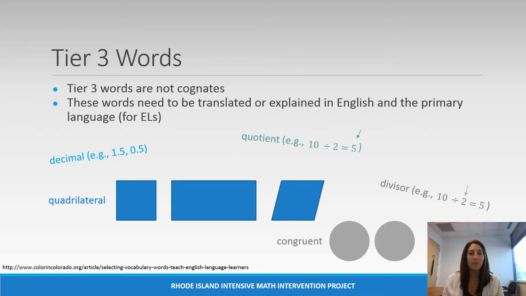Tier 3 words are primarily found in content books. These are words that students are unlikely to encounter in their daily lives. All of these terms are specific to the language of mathematics. They will need to be explicitly taught to students. For ELs, a bilingual dictionary in their primary language is a useful resource. On this slide are several examples of Tier 3 math vocabulary terms, such as quadrilateral, decimal, and divisor.